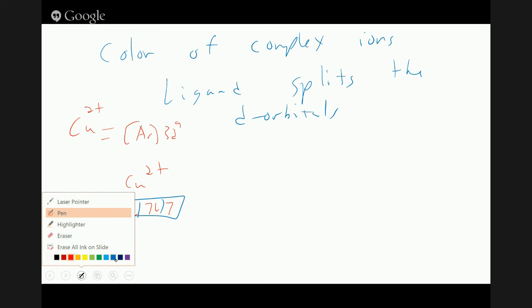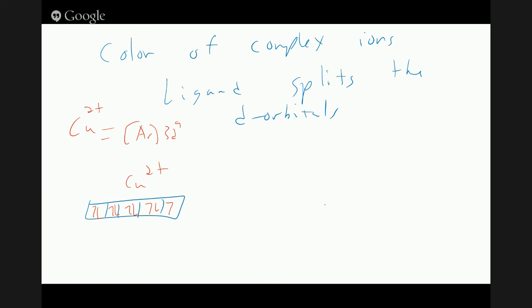But when there's a ligand around, the d orbitals will split into 2 levels. And these have different energy. This is increasing energy. So these electrons are here. And Rita, I see your question. I'll do that one next.